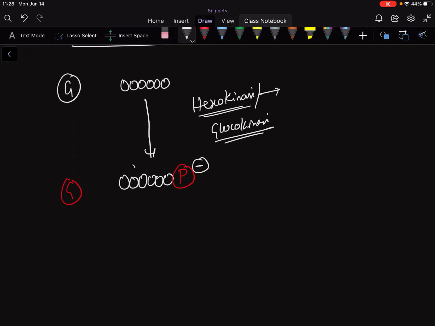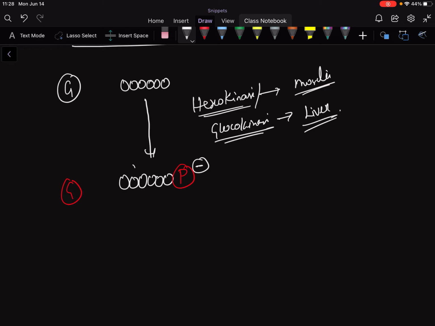Hexokinase is the enzyme which is mainly present in the muscles. I'll be discussing hexokinase and glucokinase in the blood transporters, because you will be hearing the words high Vmax and high Km. So you should know what is meant by that. I'll be discussing that in the blood transporters. Glucokinase is the enzyme which is mainly present in the liver.